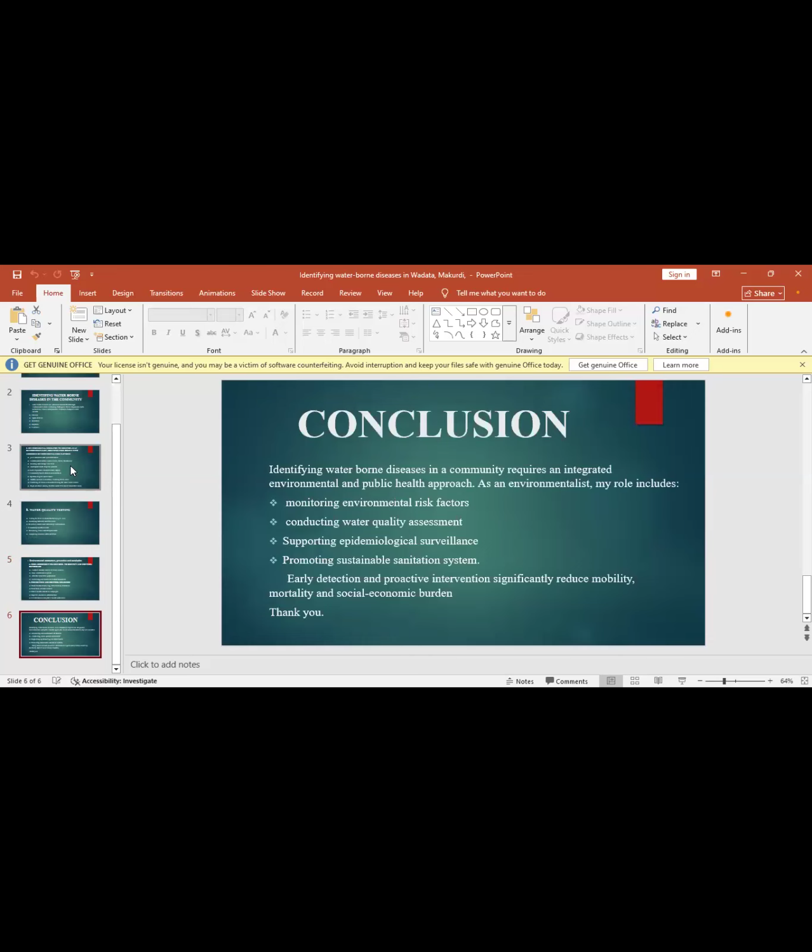Then our conclusion. Identifying waterborne disease in the community requires an integrated environmental and public health approach. As an environmentalist, my role includes monitoring environmental risk factors, conducting water quality assessments, supporting epidemiological surveillance, and promoting sustainable systems. Early detection and proactive intervention significantly reduce morbidity, mortality, and socio-economic burden. Thanks, sir.